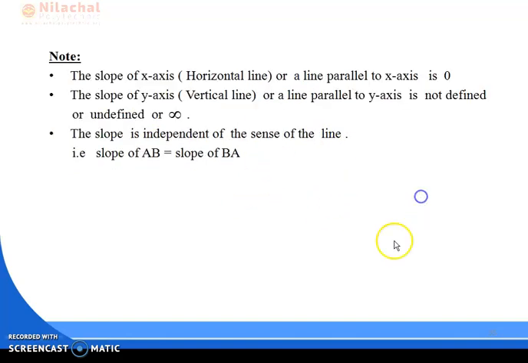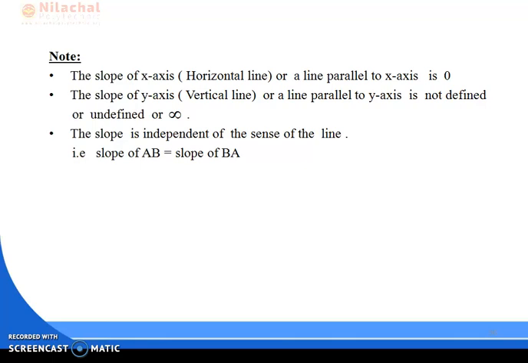Okay, let's see. Note that the slope of the x-axis, meaning a horizontal line, or you can say a line which is parallel to the x-axis, is always 0. Why is this 0? Because we know that to find the slope we just need theta, the angle of inclination.